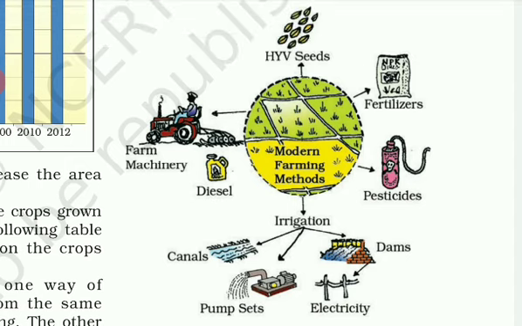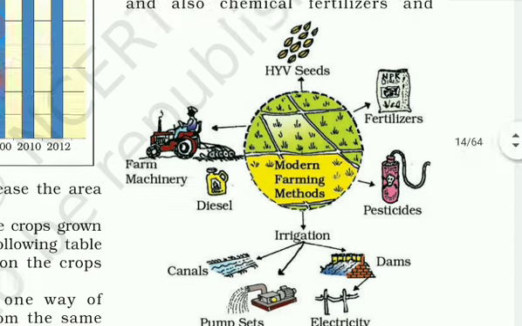But in modern farming method, when we use HYV seeds, this will require fertilizers, pesticides, machineries and irrigation facility. Irrigation facility we get through dams, pump sets, canals, and the one condition that has to be met is that electricity should be there to run the pump, so the farmer could irrigate the field.